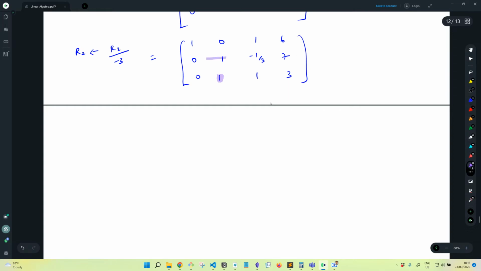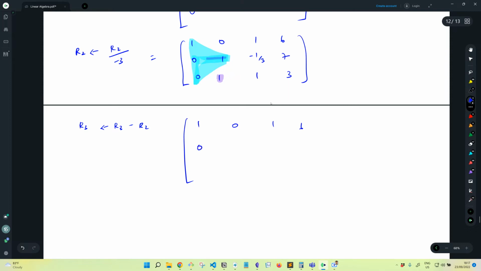So remember, when you make this entry 0, you should not affect any of the entries that you have adjusted. So let me take a different color. These entries should not be affected. Whatever operations you suggest, in fact this entry also should not be affected. Now with this constraint, can you suggest an operation? R3 equals R3 minus R2.